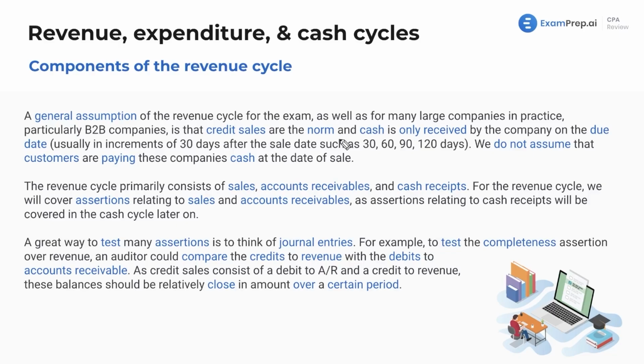So with this, we are going to deal with usually increments of 30 days after the sale. So the terms of the sale, if we sell a bunch of metal sheets, we're in manufacturing, we're selling metal sheets, our customers are going to owe us money. Maybe the terms will be 30 days. You owe the money in 60 days, 90 days, or 120 days. And we do not assume that these customers are paying these companies cash at the date of sale. We're doing these credit terms. Now with that, just like if you're buying a car on credit, right? You're not paying cash for that car up front. They do a credit check on you.